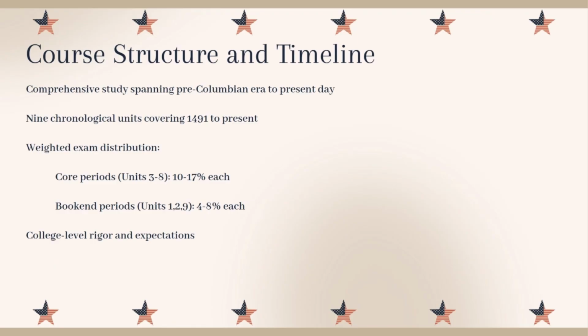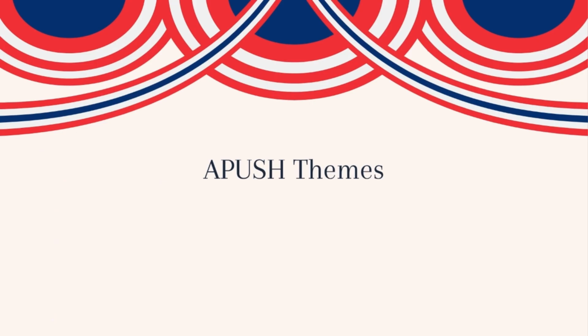This is a comprehensive study spanning from the pre-Columbian era to the present day. There are 9 chronological units covered from 1491 to the present day. It's weighted as core units, units 3 through 8, at 10 to 17%, and then bookend units, which are 1, 2, and 9, at 4 to 8% each. At the top of your unit guide for each unit, you will see the weight distribution and the years for each of these units. This is college level rigor and expectation. So let's go through your themes.